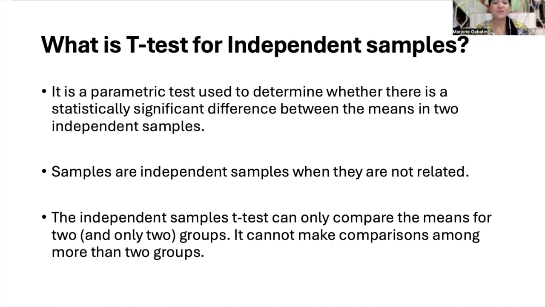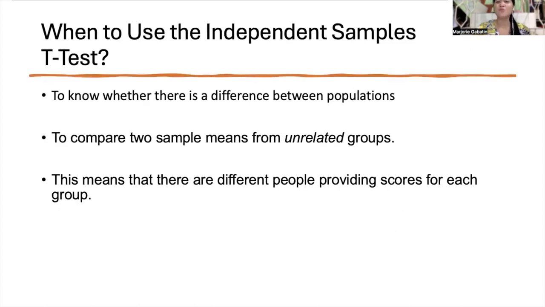Okay? So the independent samples t-test can only compare the means for only two groups. It cannot make comparisons among more than two groups. So again, you are just comparing two groups here when you use the t-test for independent samples. So when do you use the t-test for independent samples?